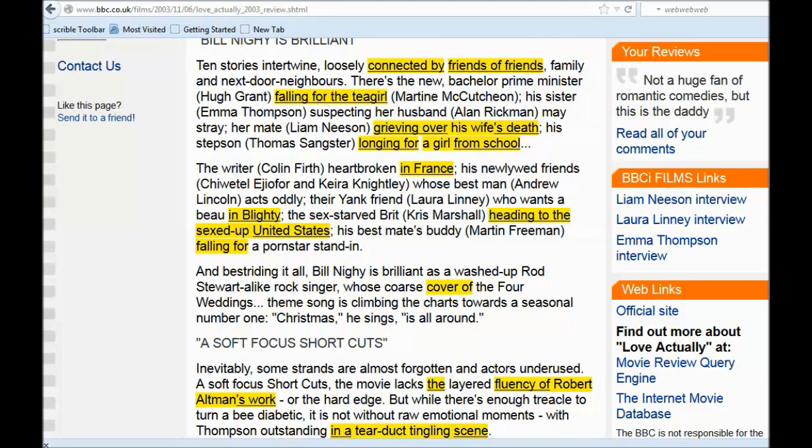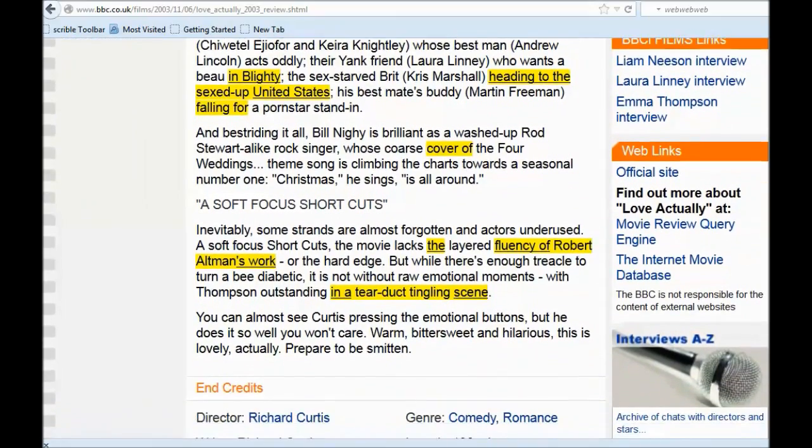Okay. Now the final one we've got in that paragraph is in a tear duct tingling scene. That just means a scene in a movie where you cry. Okay. So it's in a scene. When we talk about movies, it's in a scene. You could say during a scene, but if you're going to use a preposition, you can use in a scene. Okay, and that's it.